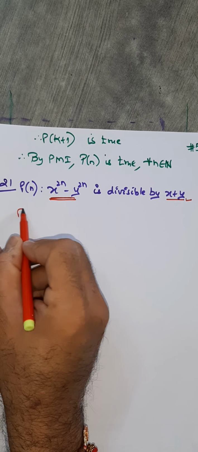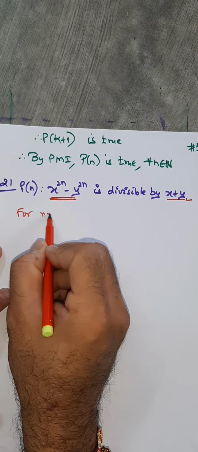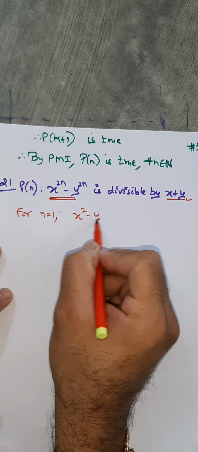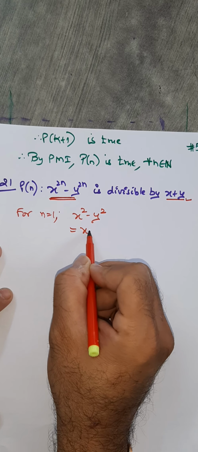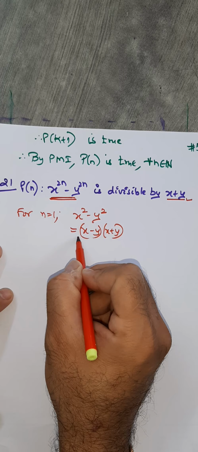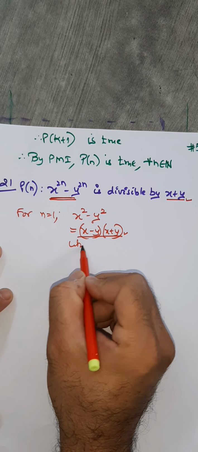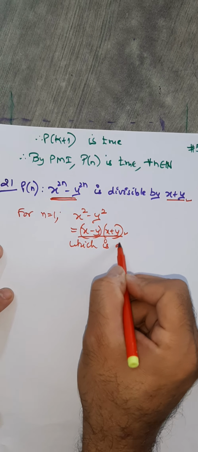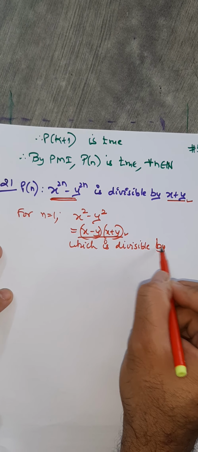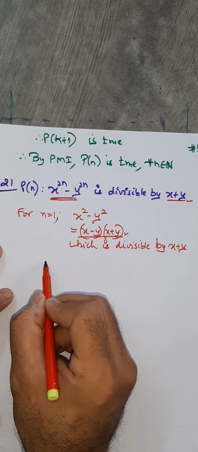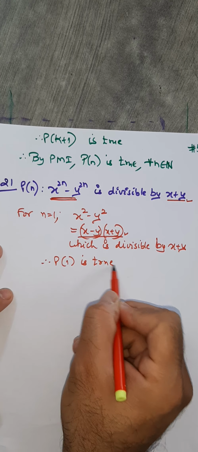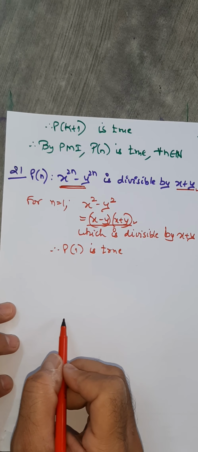So for first n equals to 1, we have x raised to 2 minus y raised to 2. You know the factors, that is x minus y into x plus y. And this is obviously divisible by x plus y. So therefore p of 1 is true. That's one thing.